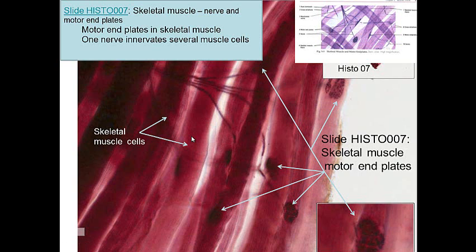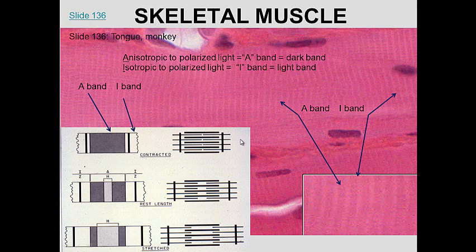But remember, what we see here is that muscle cells are innervated, so more than one cell can be innervated by the same nerve, and that's what we see here in the muscle. These are the motor end plates where the nerve is coming down, innervating these muscle cells that we see there. One nerve innervates more than one muscle cell.